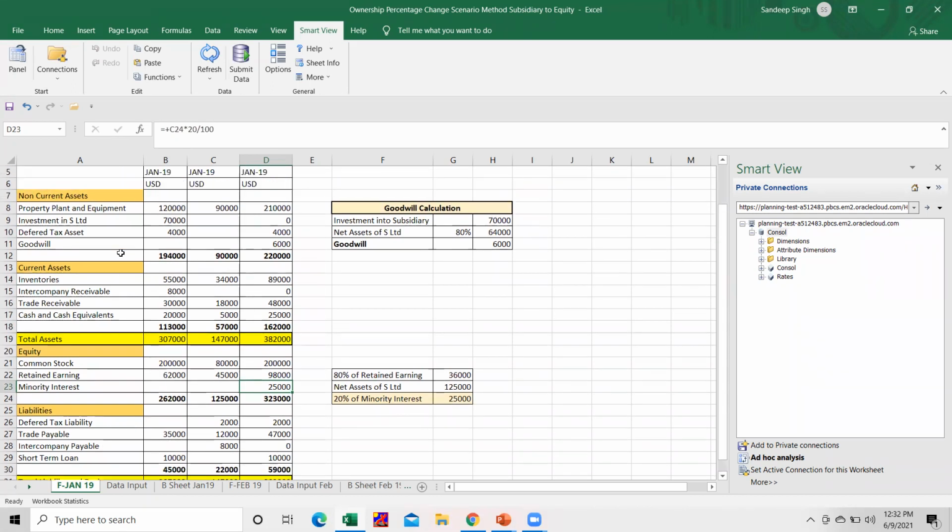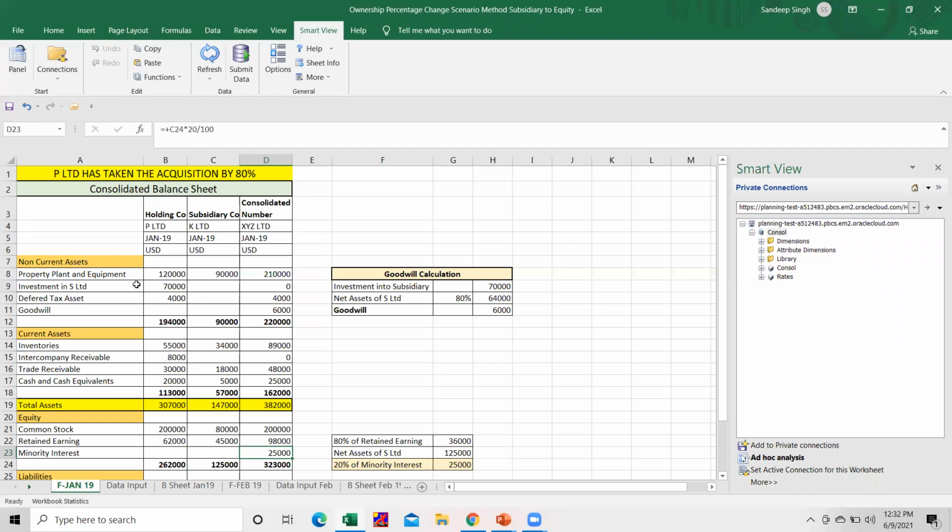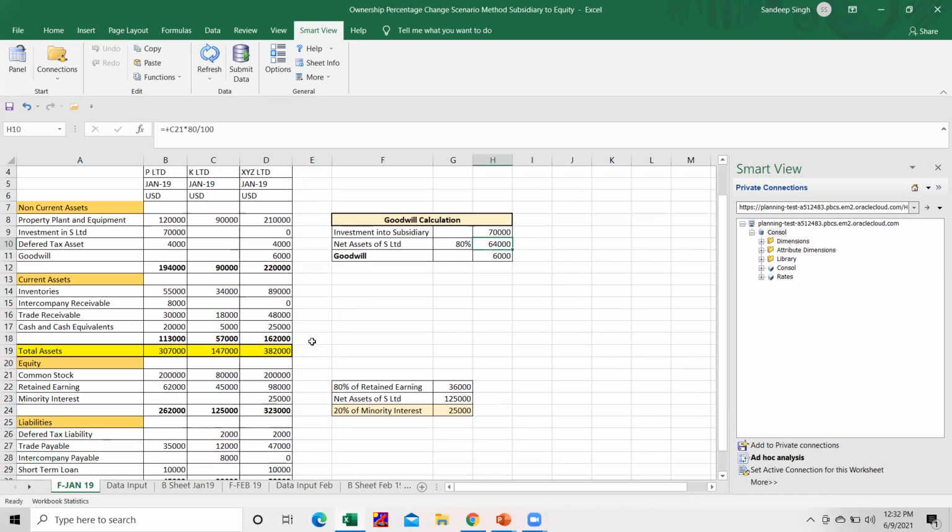This is the way we need to prepare the consolidated balance sheet. In this example, the goodwill calculation is coming. The goodwill amount is determined. The investment made by the parent into the subsidiary is 70,000, and the net asset of the subsidiary is 80,000. We have taken 80% of 80,000, so this amount is coming to 64,000. This means that we have paid an excess 6,000 for the goodwill.